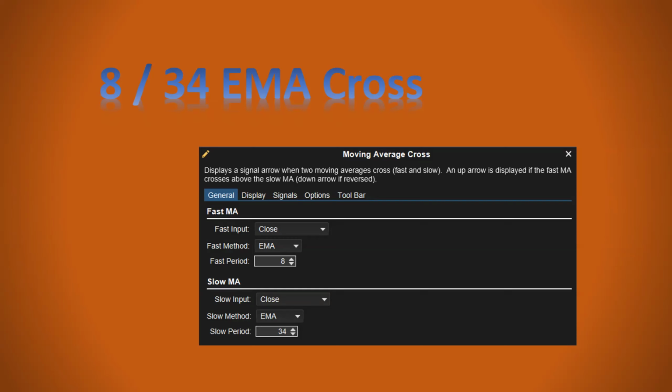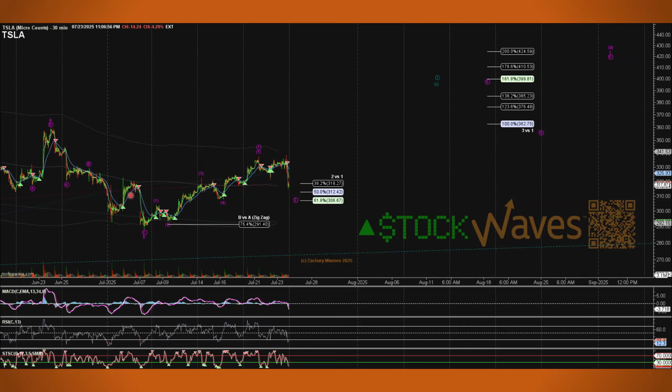She uses the 8 and 34 exponential moving average cross. I don't know if she uses, yeah, I think she uses 8 and 34 because that's not the standard values. I think it might be like 9 and 26 or 9 and 22. I don't know if she did it as 8 and 34, or if maybe I suggested trying it with Fibonacci numbers. But I really like the way that that works in terms of providing some signal changes at smaller time frames. So here's a 30-minute chart on Tesla, and this is that 8-34 cross.